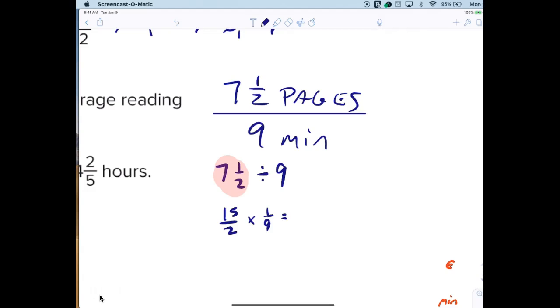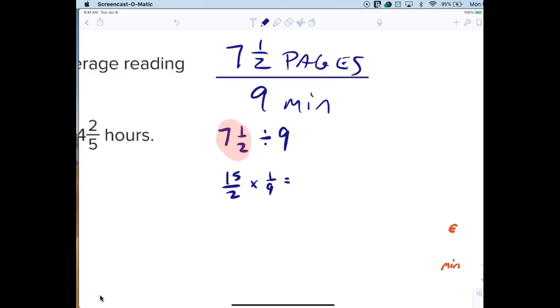Now, what can I reduce? You can reduce the 15 and 9 by 3. Yes, you can. Which would be the 15 turns to 5. And then I'll just do 3. So then it is what? 5 over 6. You're amazing. 5 over 6. What though? What does that stand for? Pages per minute.